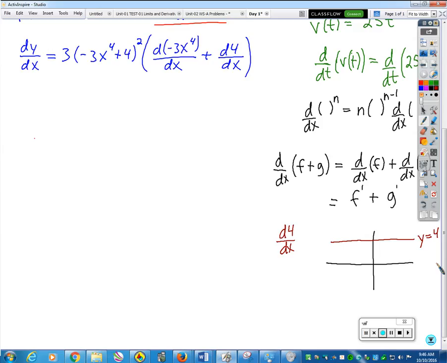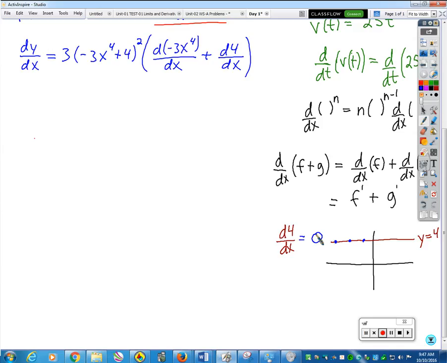Somebody else help me. If I start here, and I want to find the tangent slope at this point of this function, what do I find? 0. Questions? What is the tangent slope at this point? Say it. 0. So what is d of 4 over dx always equal to? 0. The derivative of a constant is always 0.